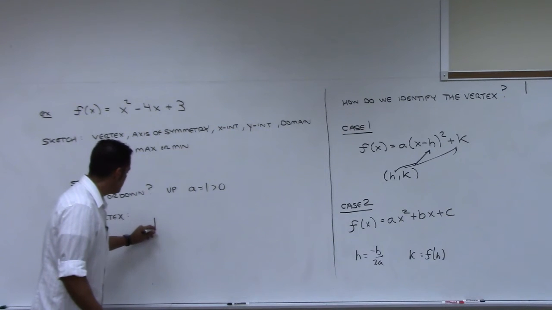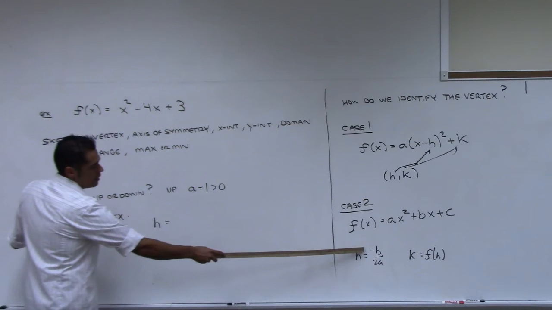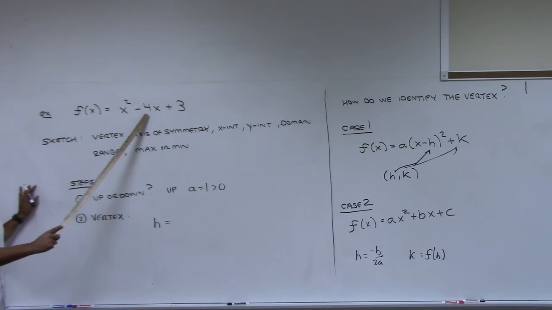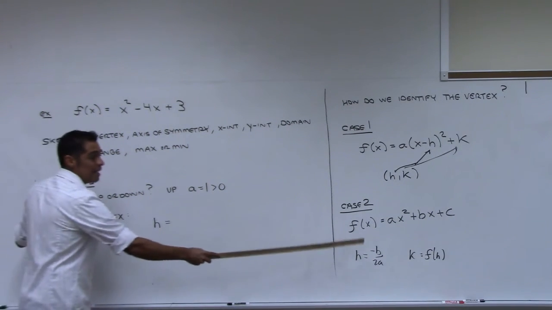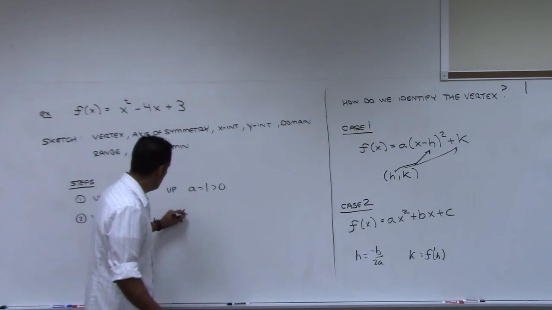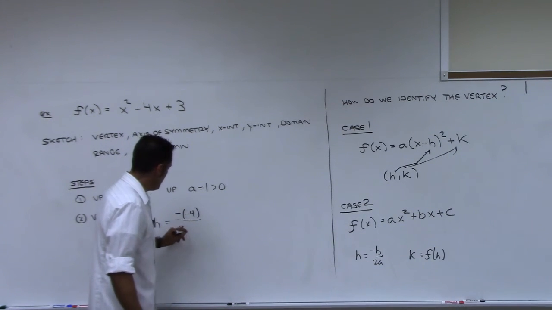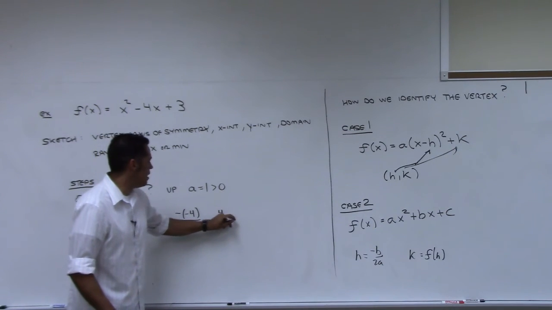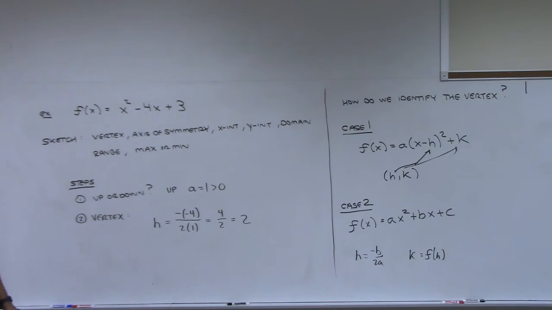So h will be for us what? Be careful here. Negative b, right? What is b for us? B is the number in front of x, so it's already -4. So I'm going to have to make it a -4. I'll actually write it out. -4, then over 2 times a, what was a? 1. So you get 4 on top, 2 on the bottom. This is just 2. See, in this first example, the numbers are nice, all right? So h is 2.